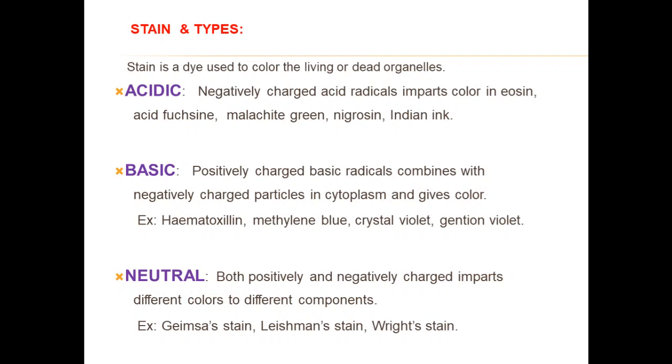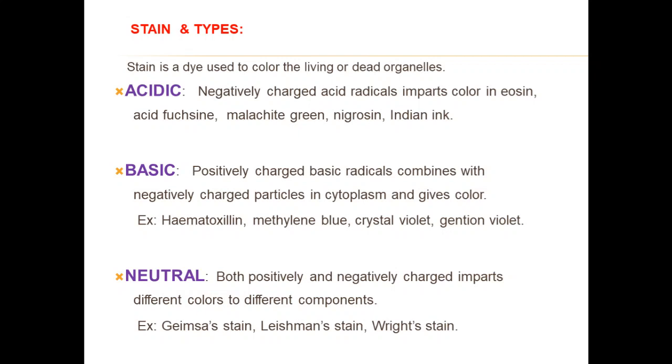So acidic stains generally have a negative charge on them, and examples of these acidic stains are eosin, acid fuchsin, malachite green, nigrosin, Indian ink. All of them have an acidic charge, that is a negative charge on them.